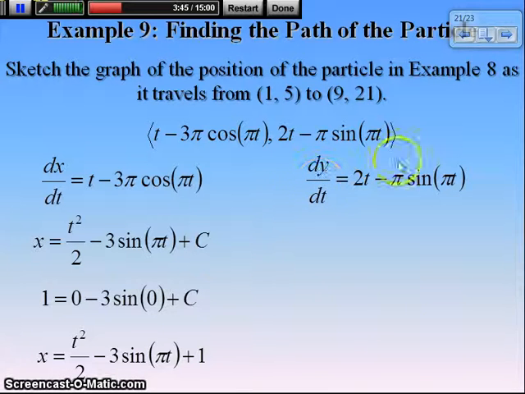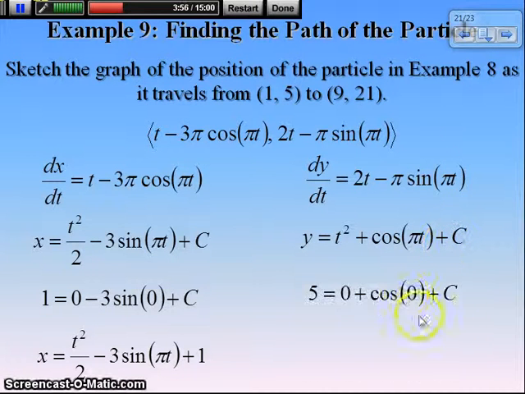Likewise, this is my velocity vertical component. So I'll take the antiderivative, which I did on the previous slide. I have this. Again, I've got to get my c value. At t equals 0, the value is 5. Now cosine of 0 is 1. So I'll subtract that 1 over there, and I have a c value of 4.